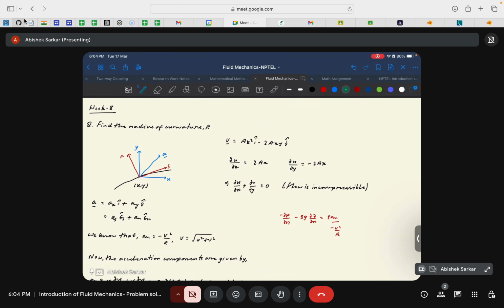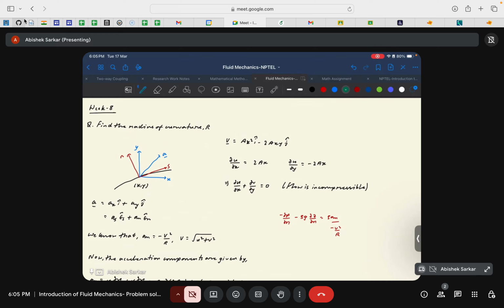If you remember, in the last class we ended our discussion with Bernoulli's equation in a streamline coordinate system. As I mentioned in the previous class, we will take one example just to clarify our concept. So let us take one example.